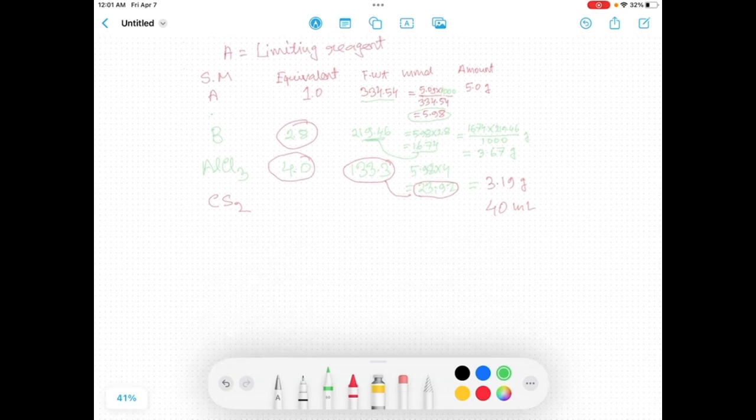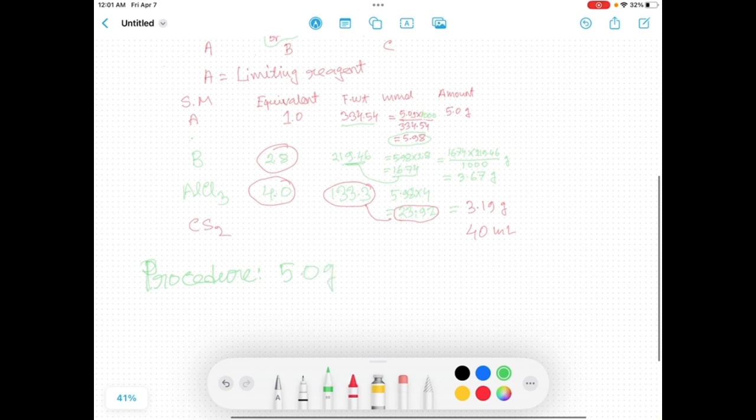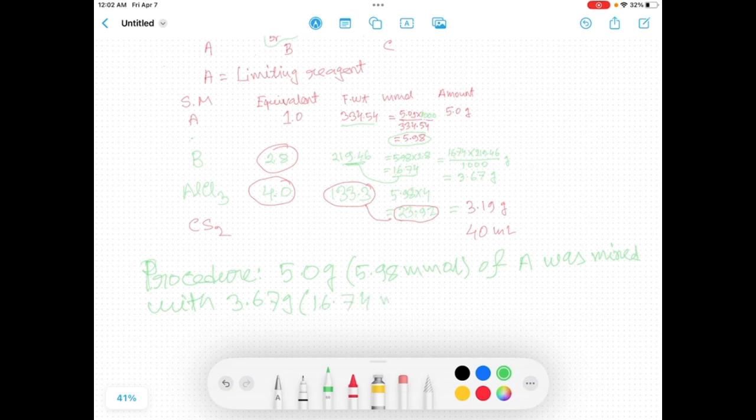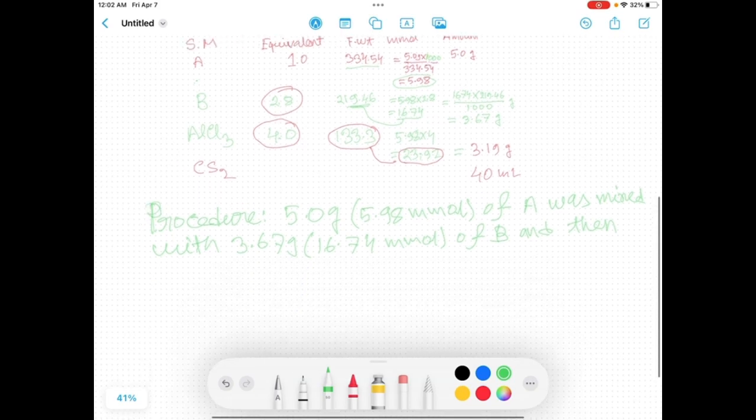So next step should be like procedure. You can write procedure literally. So procedure, then you can say 5 gram, how much millimole? 5.98 millimole of A was mixed with 3.67 gram, that would be 16.74 millimole of B, and then 3.19 gram or 23.92 millimole of aluminum chloride was mixed.